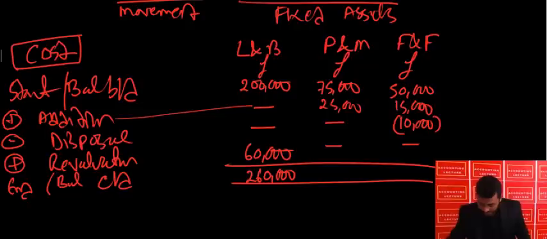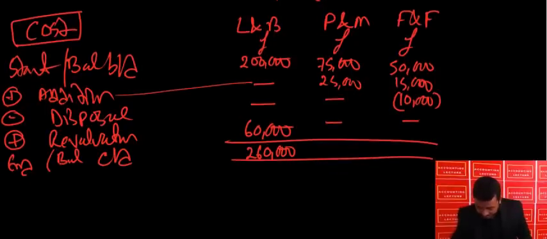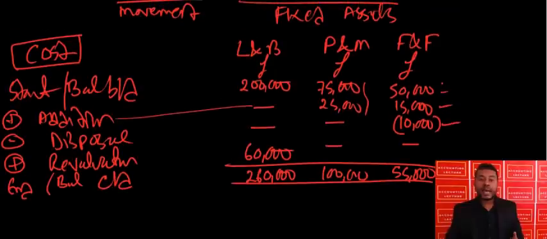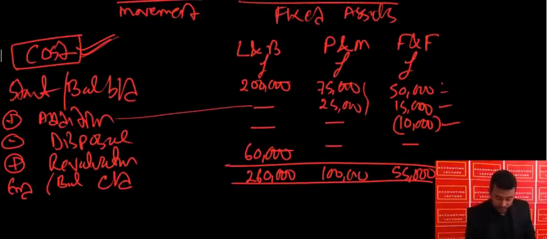Boom. You just add up. Easy addition. 100,000. 50 plus 15, 55 minus 65 minus 10, 55,000. That's your closing balance for non-current asset. That's the cost part we dealt with, the movement.